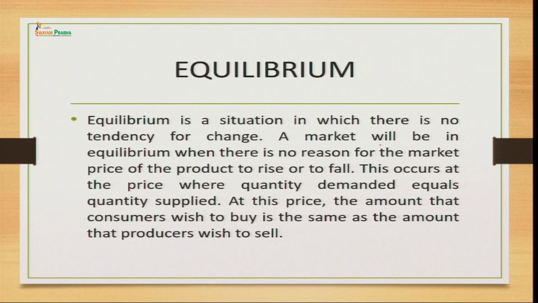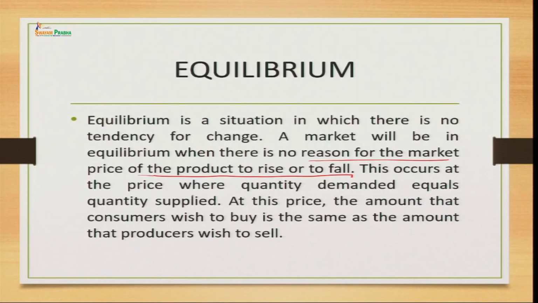A market will be in equilibrium where there is no reason for the market price of the product to rise or fall, right. Why is there a change in the price? Because of a change in demand and supply, we all know, right. These are the two important forces of the market, and because of them the price gets affected. When demand is more and supply is less, then price will increase. When demand is less and supply is more, price will decrease.